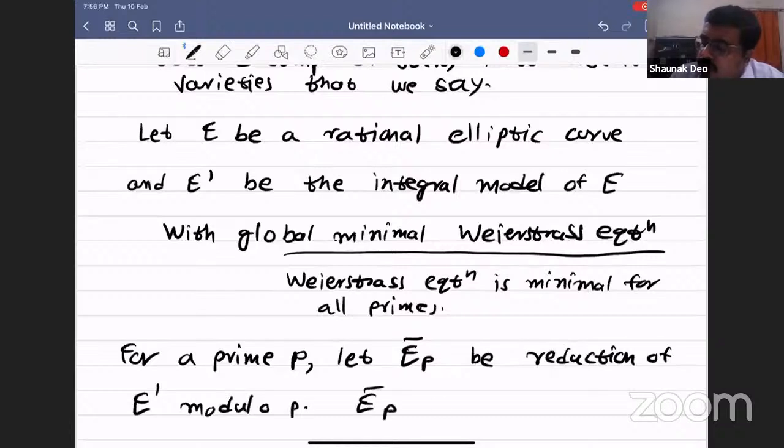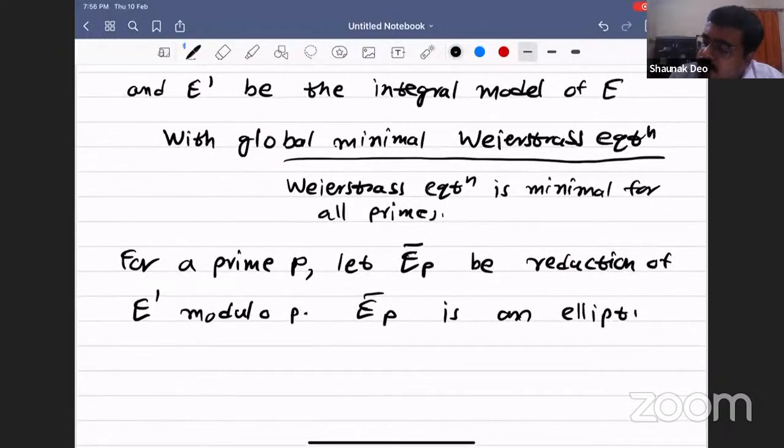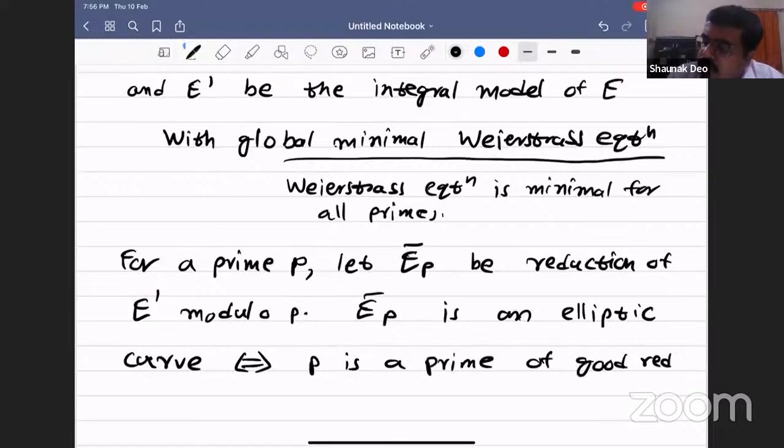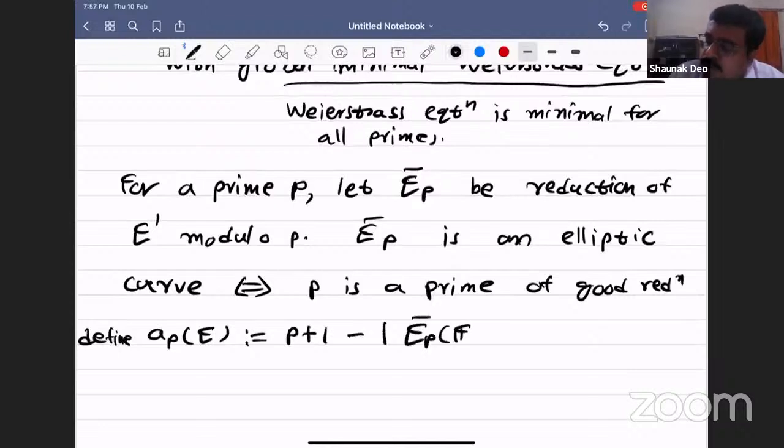So E bar of P is an elliptic curve if and only if P is a prime of good reduction. So for all but finitely many primes, this is an elliptic curve, but not always. And now I define AP of E to be P plus 1 minus the number of points of this E bar of P over FP. If this is not an elliptic curve, this is easy to count. But if it is an elliptic curve, then this is not so easy to count.